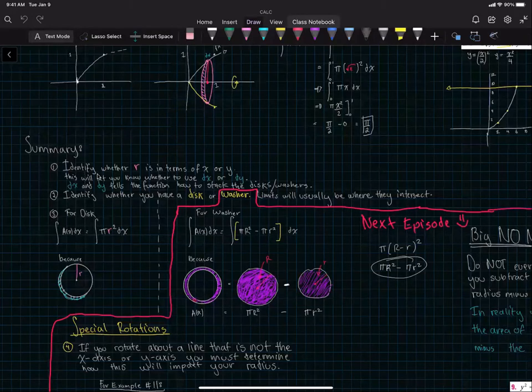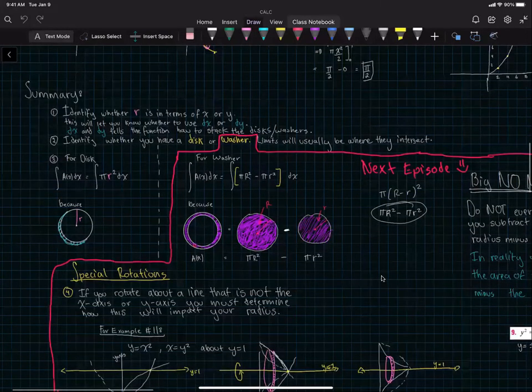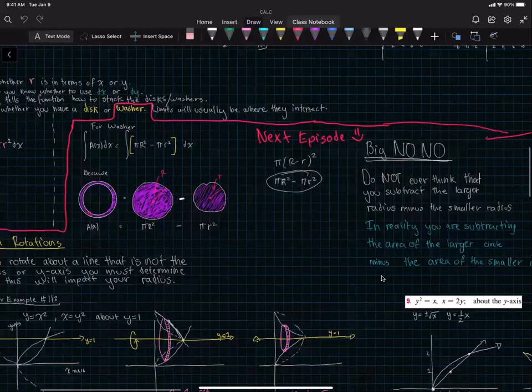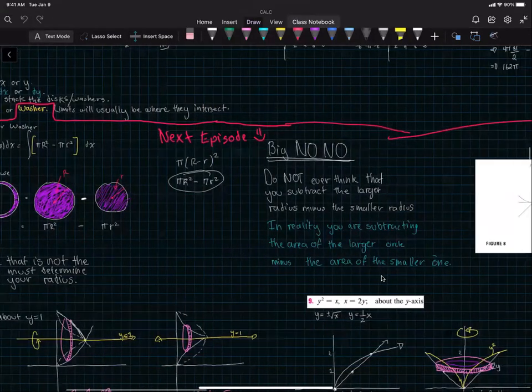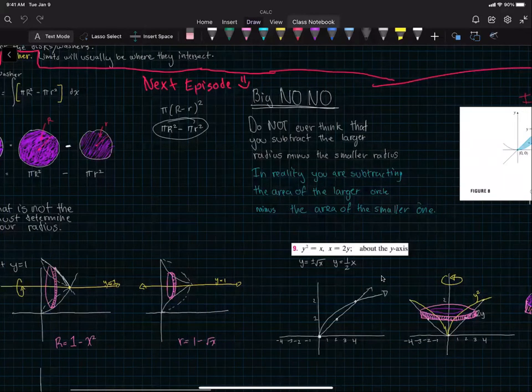Okay, so summary: identify whether your R is in terms of x or y, okay? This will let you know whether to use dx or dy. dx and dy tell the function how to stack the disks, okay? And then this second part, you don't have to worry about it. We're going to see this next, so this is going to be our next episode. This is going to be washers. You're going to see it in your notes, but don't do this.